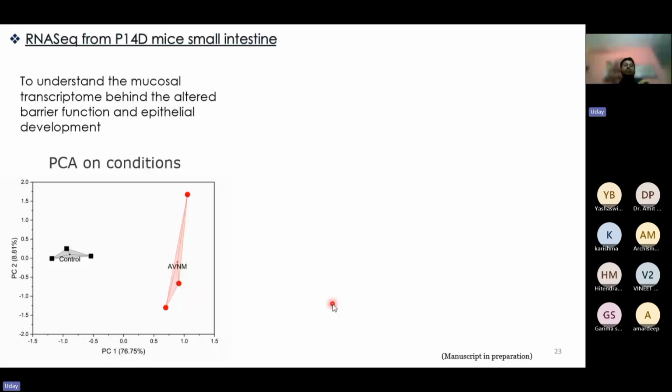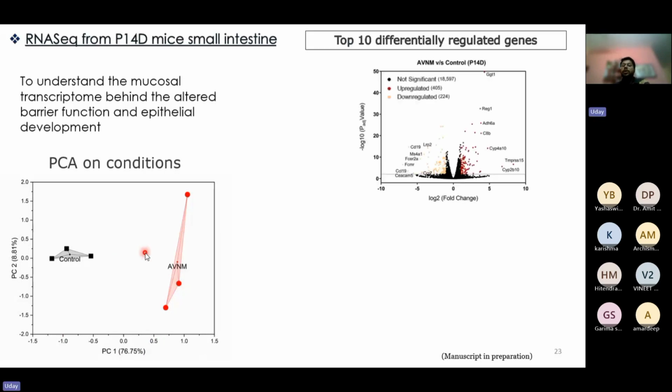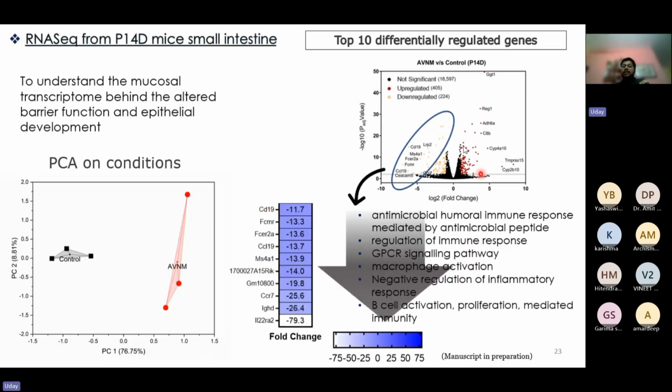So we took the postnatal 14-day ileum and we did a bulk RNA-seq from the intestinal epithelium. And we found that the transcriptomic makeup is totally different between the control and AVNM groups. You can see the PC1 axis is 76.7% and the populations are totally diverged. Then we did a volcano plot analysis to see the top differentially expressed genes during our antibiotic treatment. We found these genes are significantly downregulated.